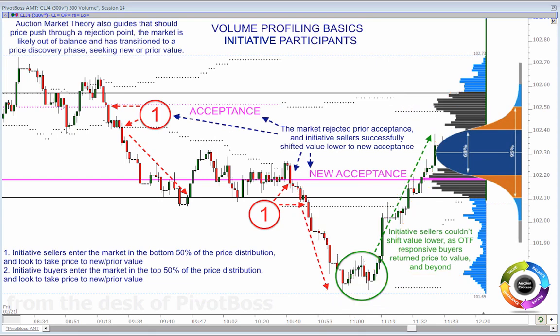So again, trading is all about understanding auction market theory, understanding the goals of the various types of market participants, and then understanding value, understanding acceptance and balance, understanding when price is out of balance and out of value, so that you can either return price to value or you can take price to new value. That's all that trading is.